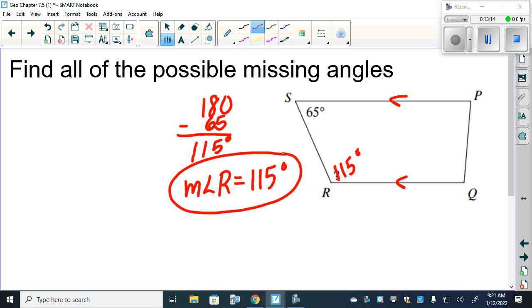What can we say about the measures of angles P and Q? They had to be 180. Yes. But do I know what either one of them is? Are they anywhere related or connected to S or R? No. So can I find P or Q? No. All we can say is that the measure of angle R is 115 degrees. And that's it. Questions on this here?